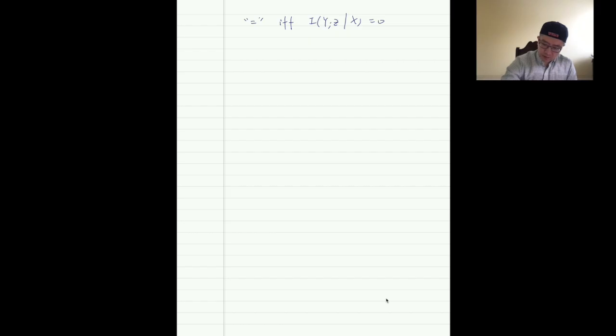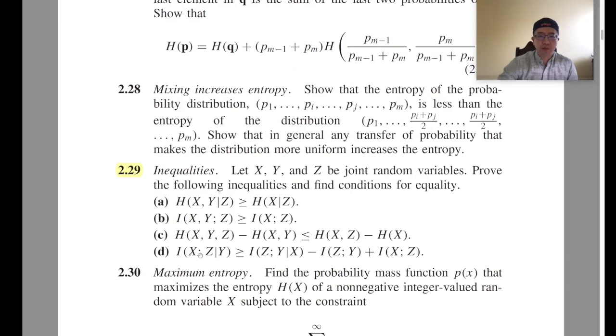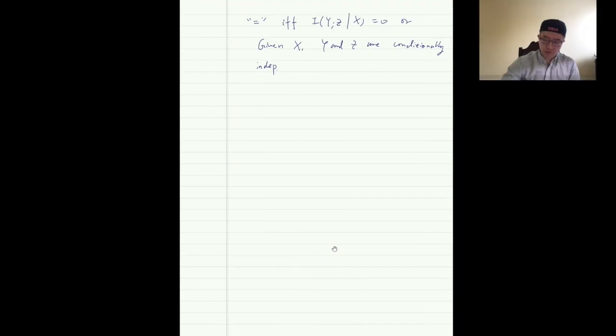So basically, this means that given x, y and z are conditionally independent, which is identical as the condition we have seen before in part B, right? Yes. Okay, so next, let's see the last one. Last one is to show this guy is bigger than or equal to this guy, right? Let's see how we can do that.